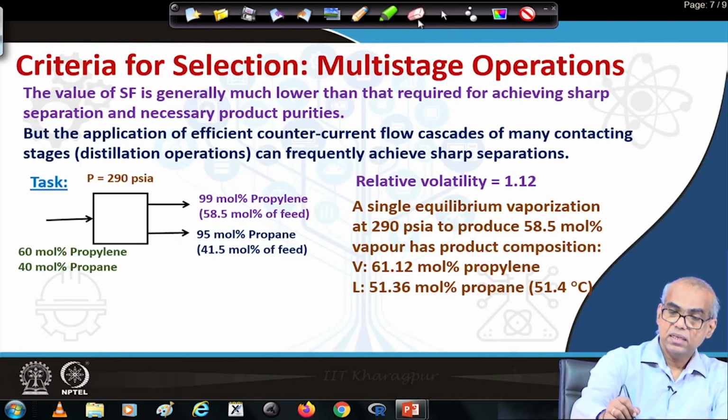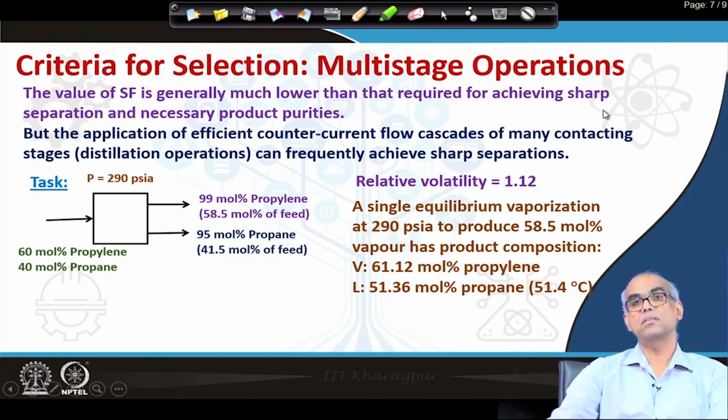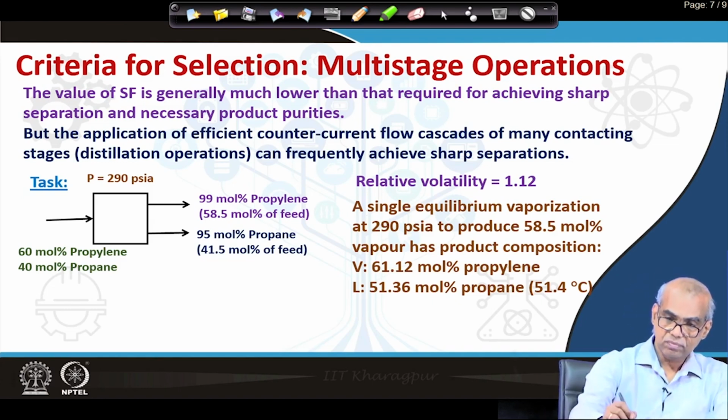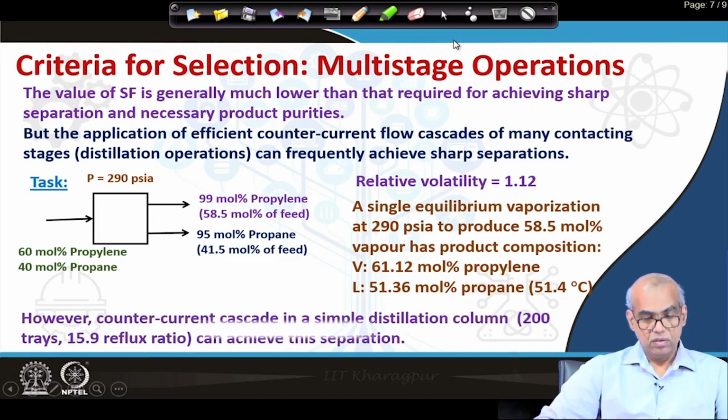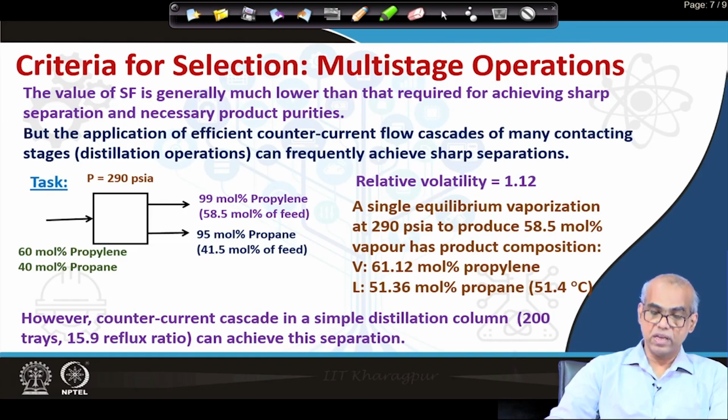So, single equilibrium vaporization cannot achieve this. However, we can perform counter current cascade of contacting stages in a simple distillation column, and we can achieve this separation. It will require 200 trays and high reflux ratio of 16, but we can achieve this sharp separation.